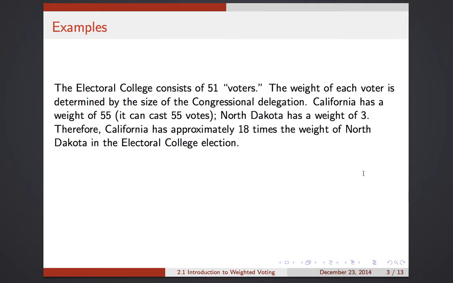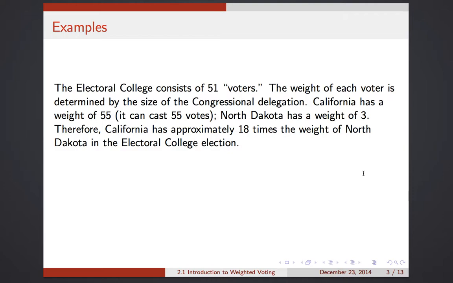The Electoral College itself consists of 51 voters. That's because each state is a voter and the District of Columbia is a voter, so 51 total. The weight of each voter, the amount of votes that they get, in other words, is determined by the size of the congressional delegation. So California has a weight of 55 because it casts 55 votes. North Dakota, on the other hand, has a weight of 3. It only sends 3 people to the delegation and it only has 3 votes. Therefore, California has approximately 18 times the weight of North Dakota in this particular election.